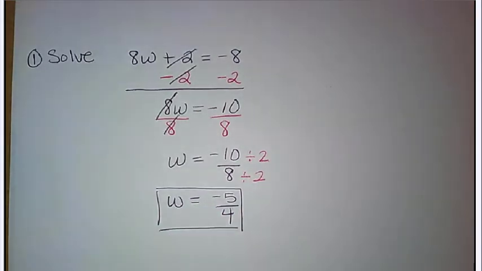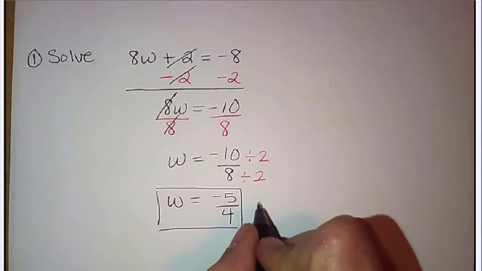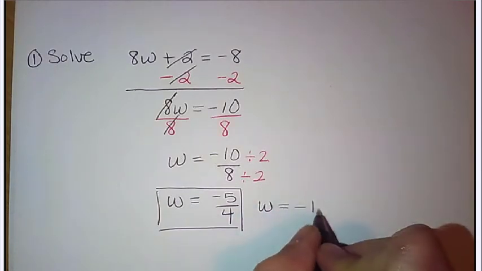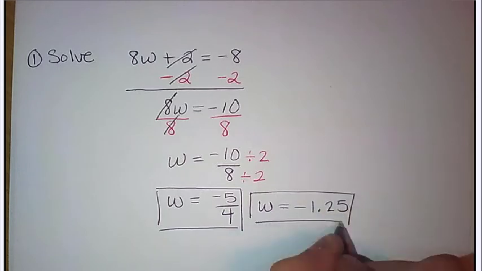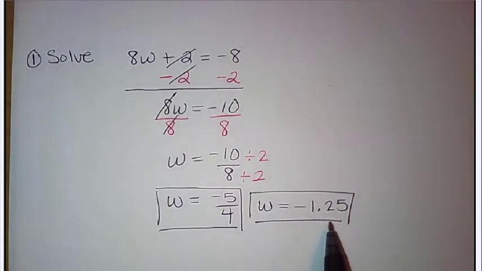You can also, if you don't want to put it in fraction form, you can divide that out and do negative 5 divided by a positive 4. And you would get that w equals negative 1.25. Either one of these answers is correct. The big thing on the decimals is you want to make sure you round it to 2 decimal places. This one was pretty easy because it terminates after 2. But if it goes past 2 decimal places, you always want to round to that second decimal place.